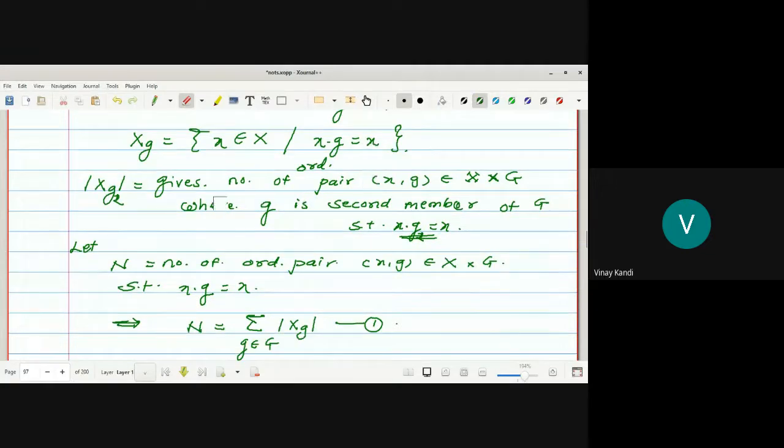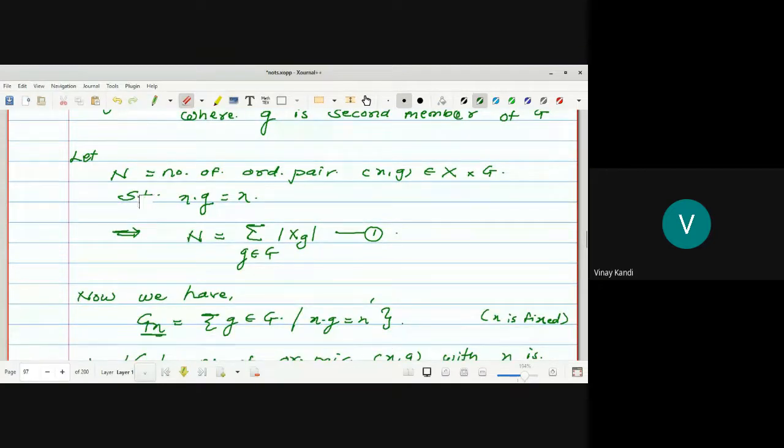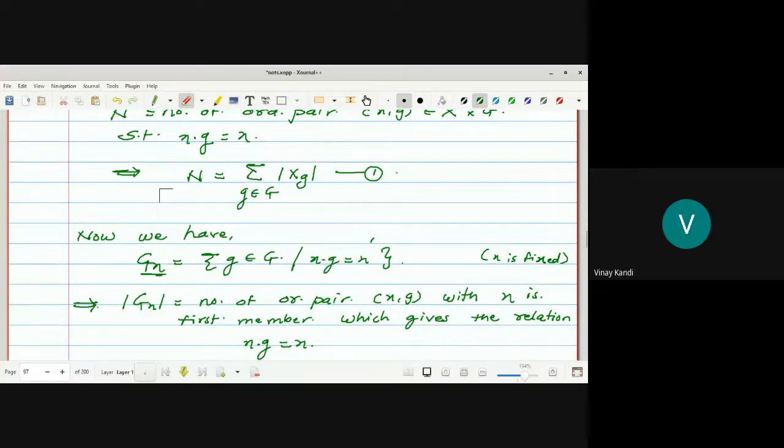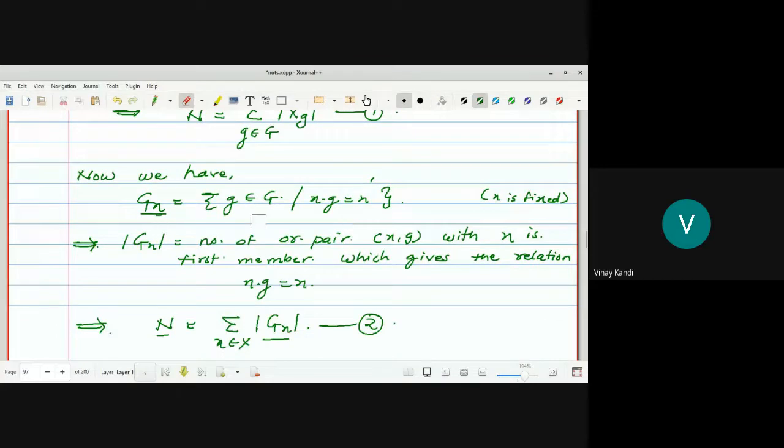Okay, that means order of Xg is equal to what? It gives me the ordered pairs such that this condition holds. Which one? x into g is equal to x. Okay. Now let n is equal to total number of pairs such that x into g is equal to x. Okay, so this n is equal to what? Sum of this order of Xg. That is equation number 1. Okay, what is Gx? It gives the number of pairs. Order of Gx gives the number of pairs such that xg is equal to x.